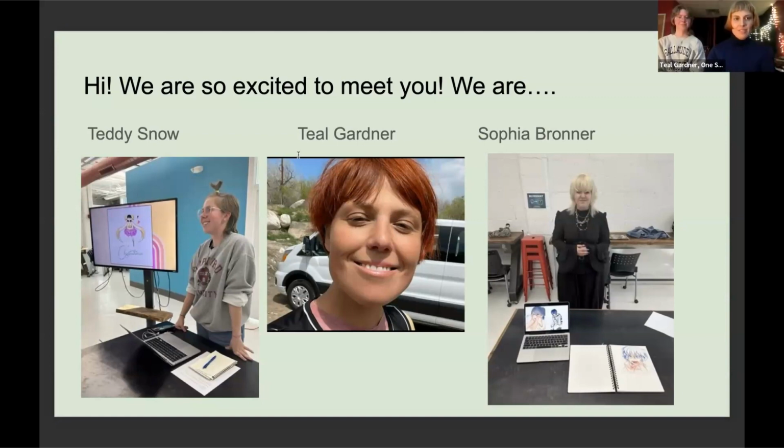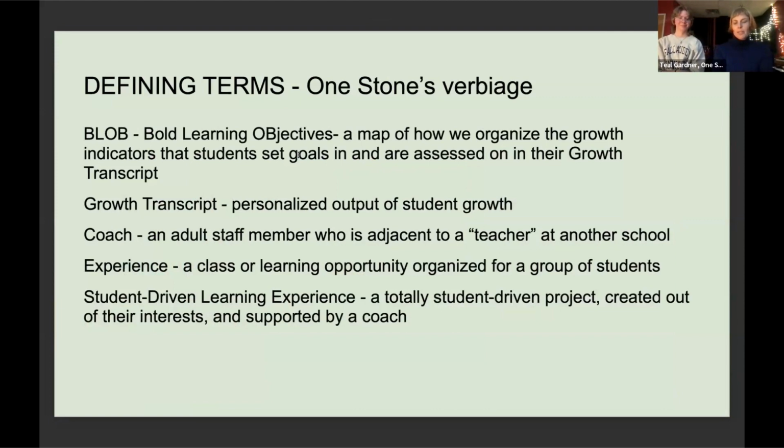Thank you. Okay, so we do have some verbiage that we're going to define really quickly. Blob stands for bold learning objectives, a map of how we organize the growth indicators that students set goals in and are assessed on in their growth transcript. The growth transcript is a personalized output of student growth that we're constantly working on. The word Lab 51 really means it's a lab school. We're trying out new ideas, using new techniques, building new tools, and trying them in real time.